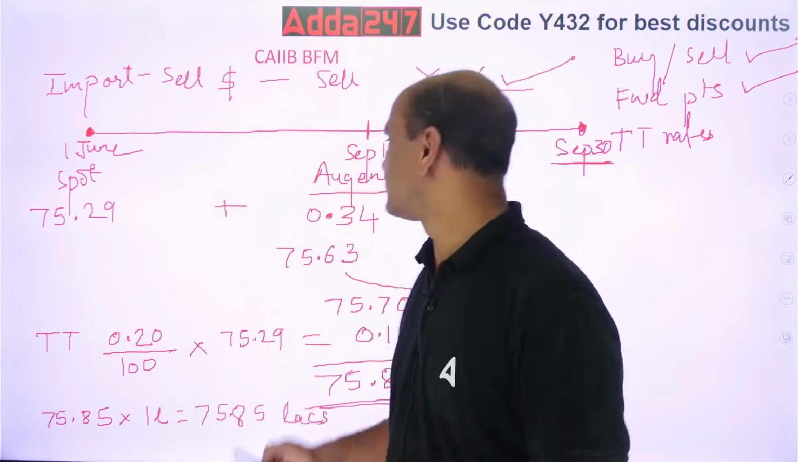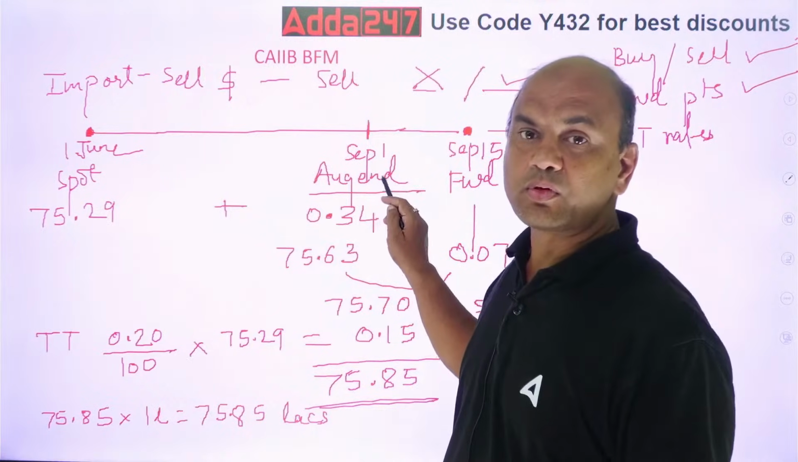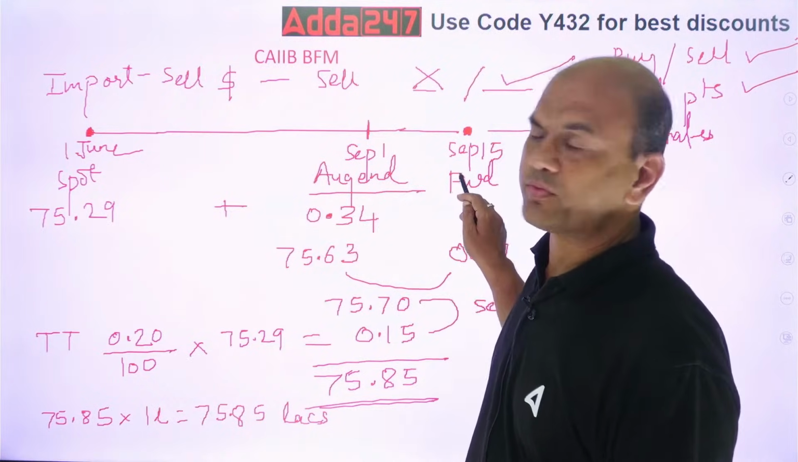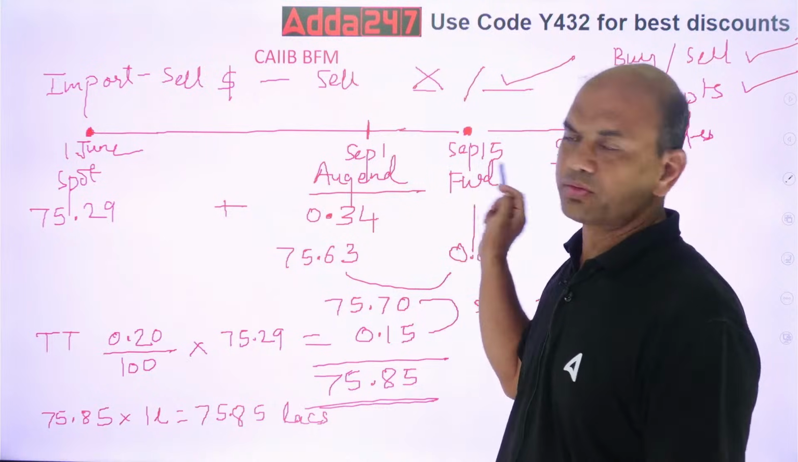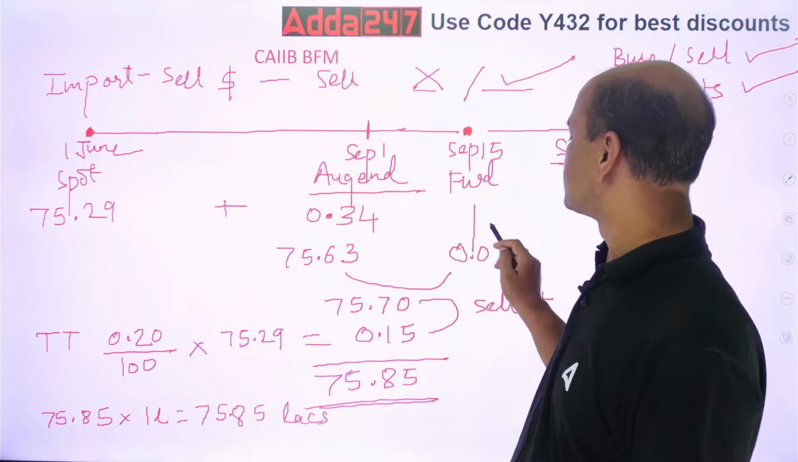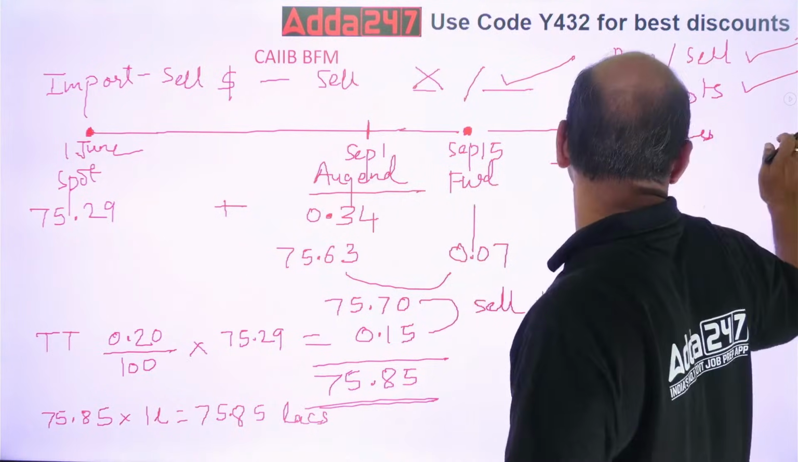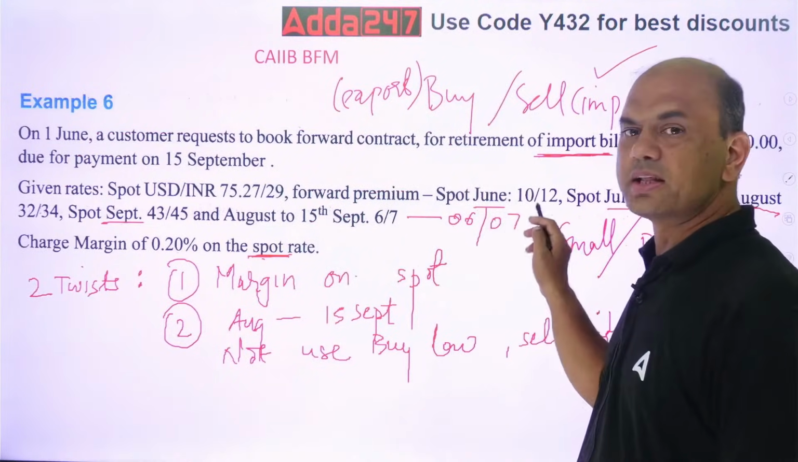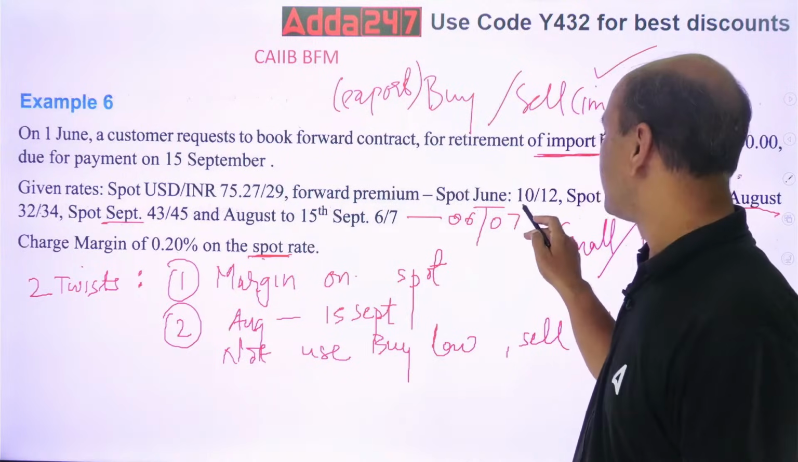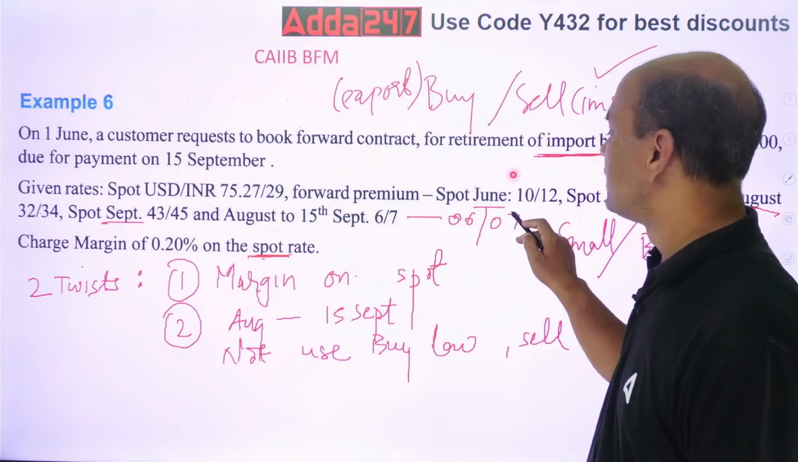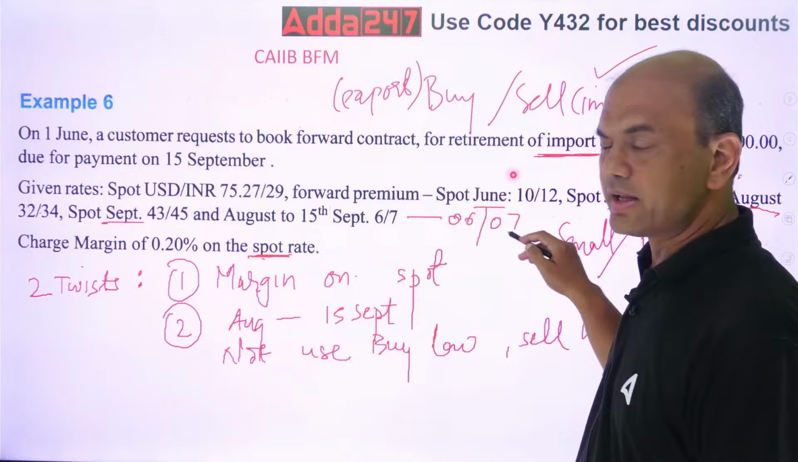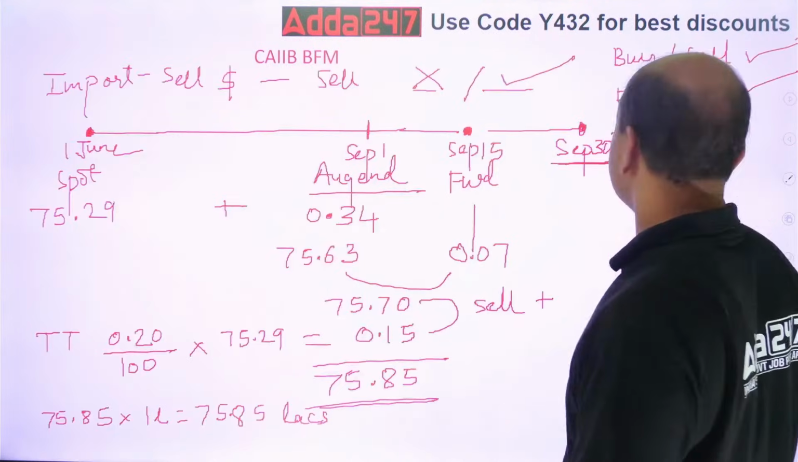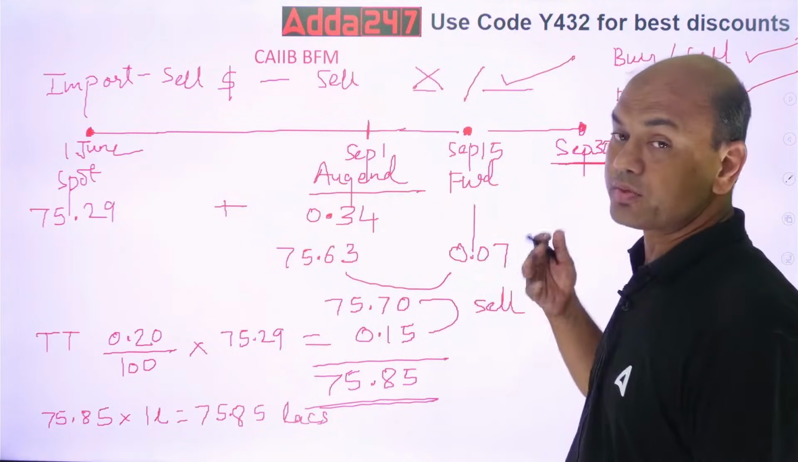Okay. Now there is the twist which I told you. The twist is they have given the rate from August end to September 15th. So this is given to you. So this is 0.07, right? 0.06, 0.07. So take this 0.07. Why? Because we are always focusing on the sell side, import. So do it 0.07.